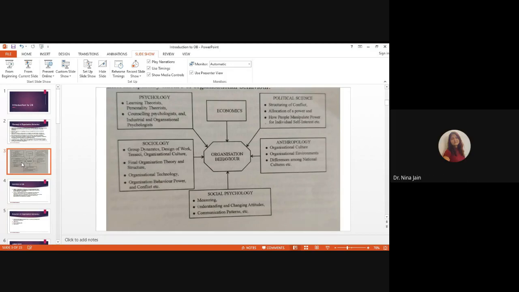Everybody be interactive because it is good to know that you understand all this, and also you can ask questions if you want to. So what is political science? Anybody?